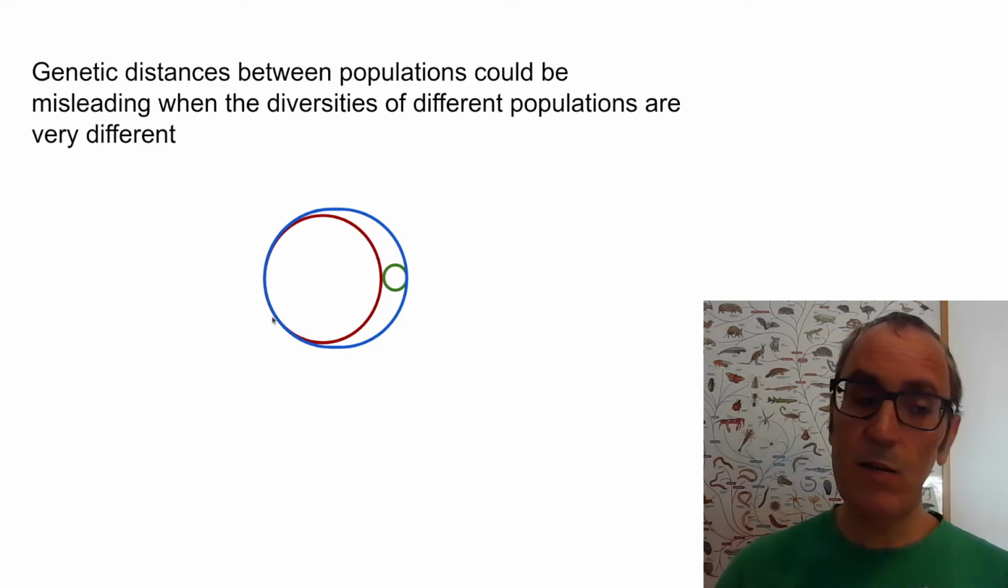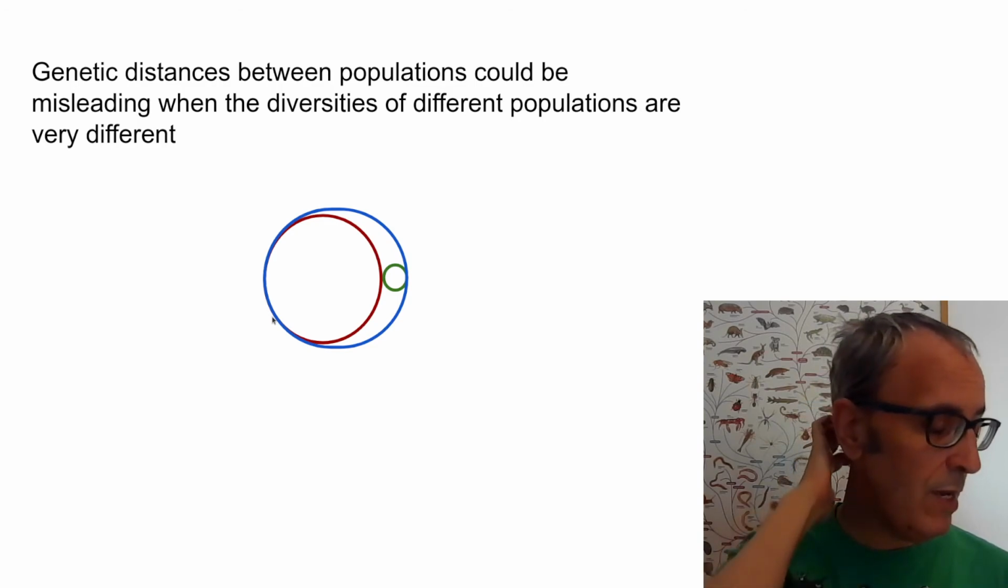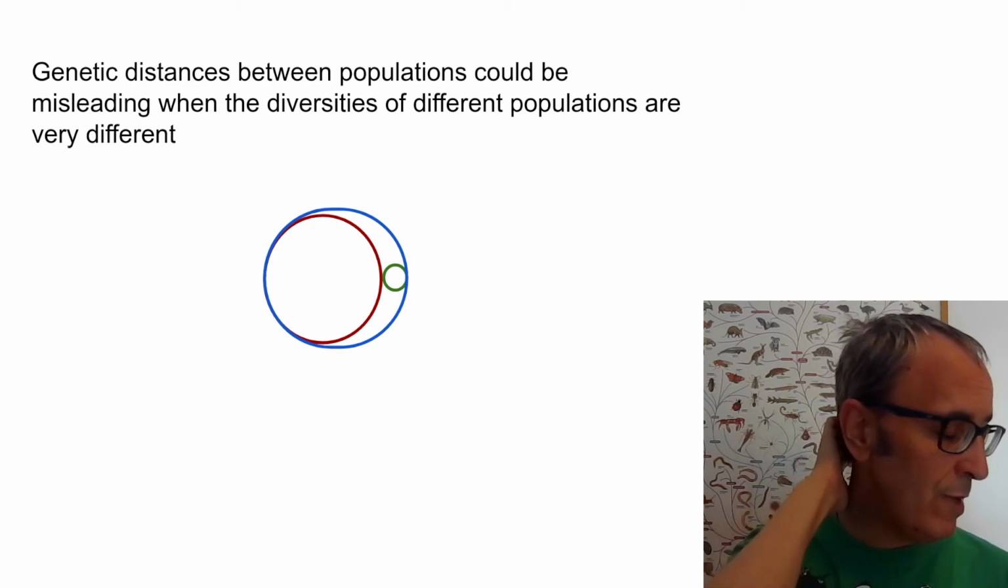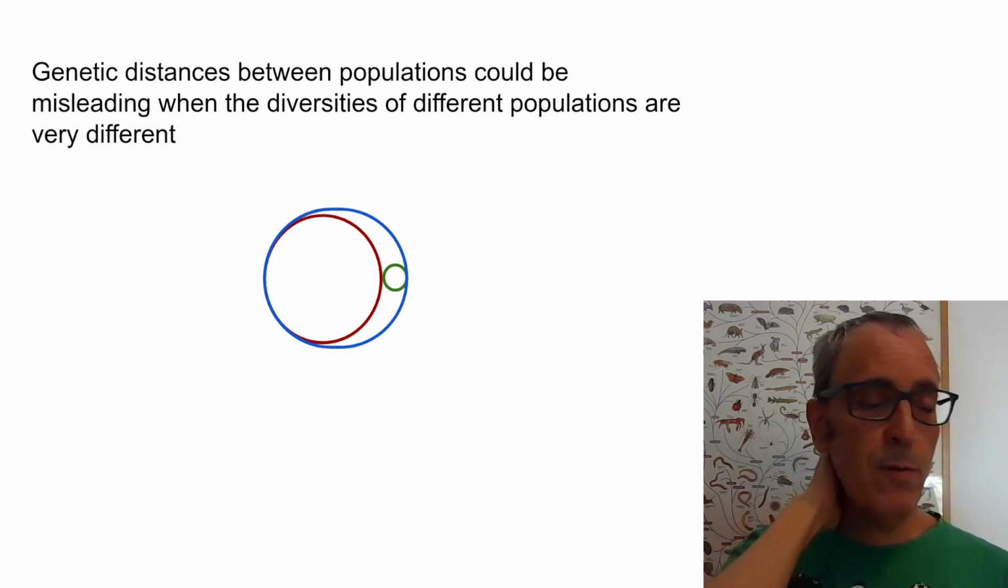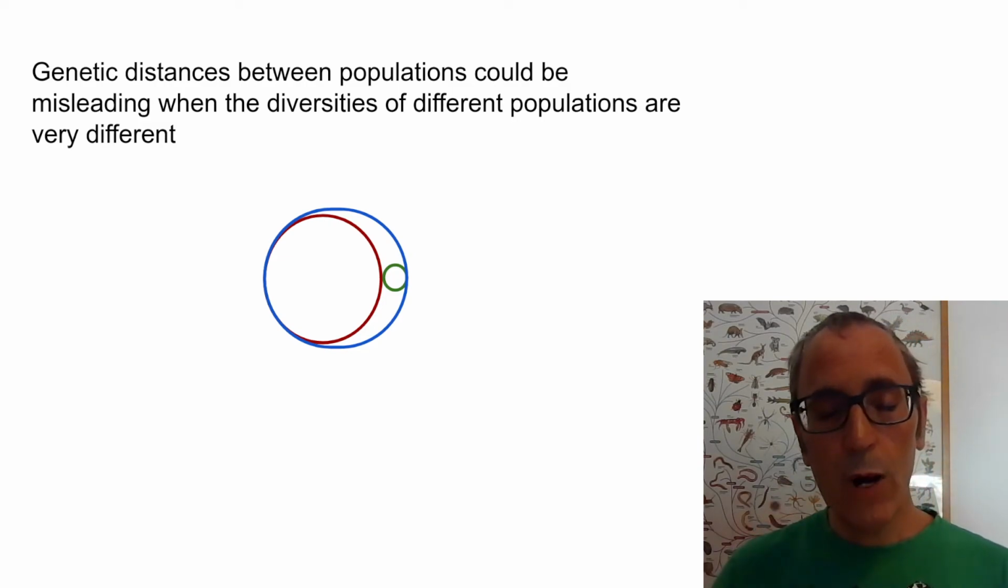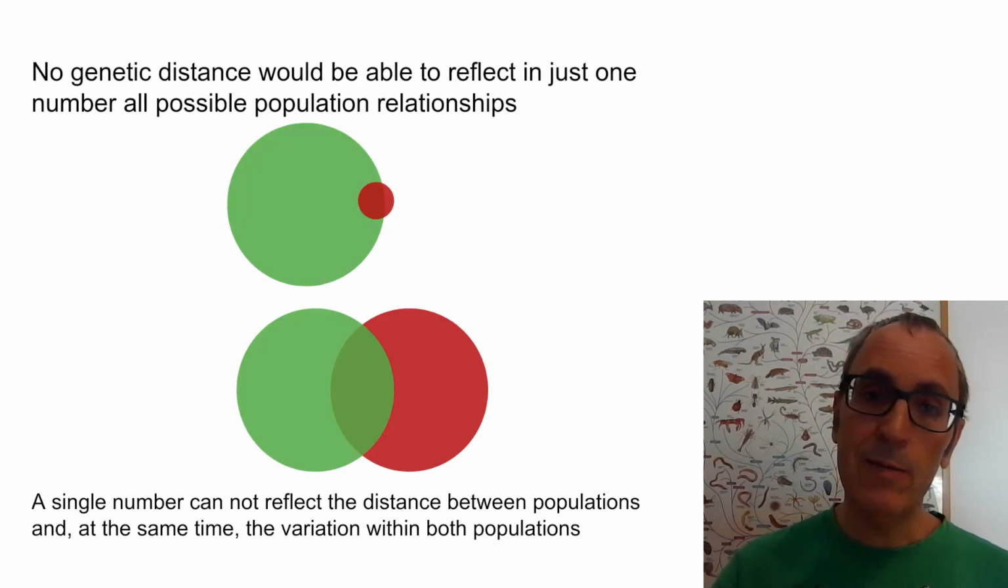So FST or almost any other measure that is usually used to calculate distances between populations works quite well if the diversities are similar, but if the diversities are very different, they can be quite misleading. You have to take that into account. A single number cannot reflect the distance between the populations very well.